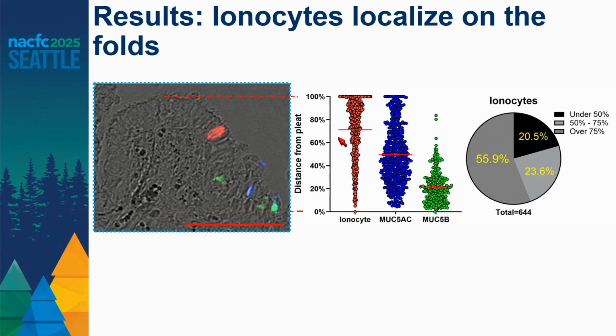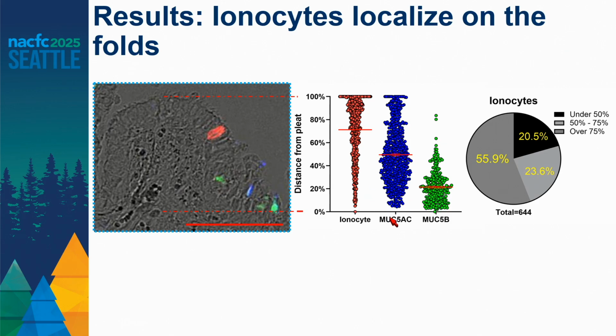However, most of the ionocytes are located at the fold region, about 50% distance from the pleat. About 80% of pulmonary ionocytes in the swine distal airway are at the fold region, and only 20% in the pleat region. And more than 55% are at the very top of the fold region of the swine distal airway.